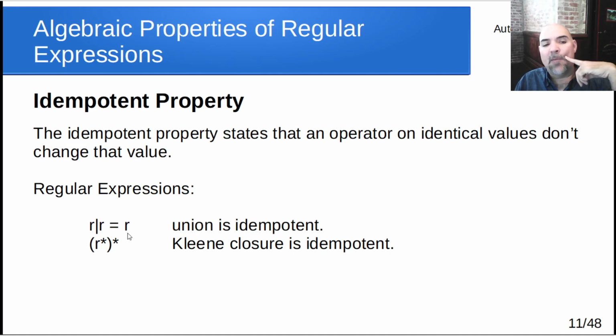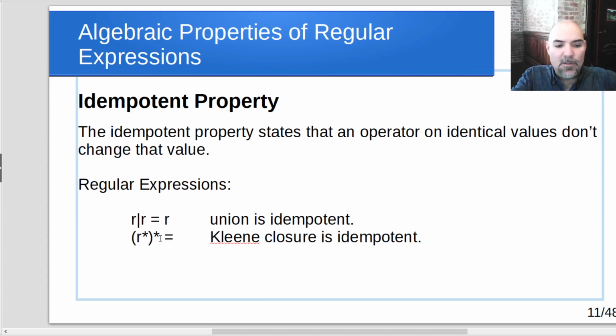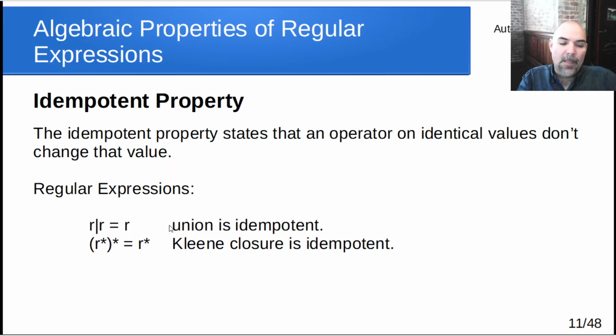Another example of something that's idempotent is the star operator. If I take some language star and I star that whole language, it still gives me the same thing. So R star star is the same as R star, equal R star. Notice no matter how many times I star something, it always devolves to the same thing, star.